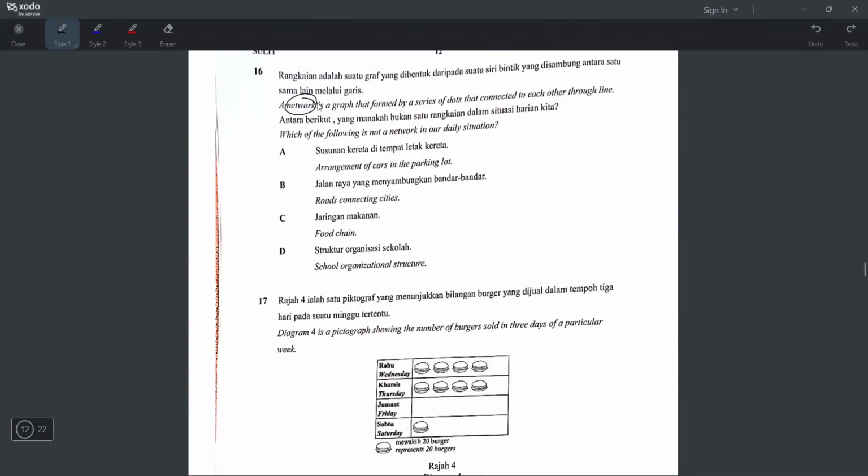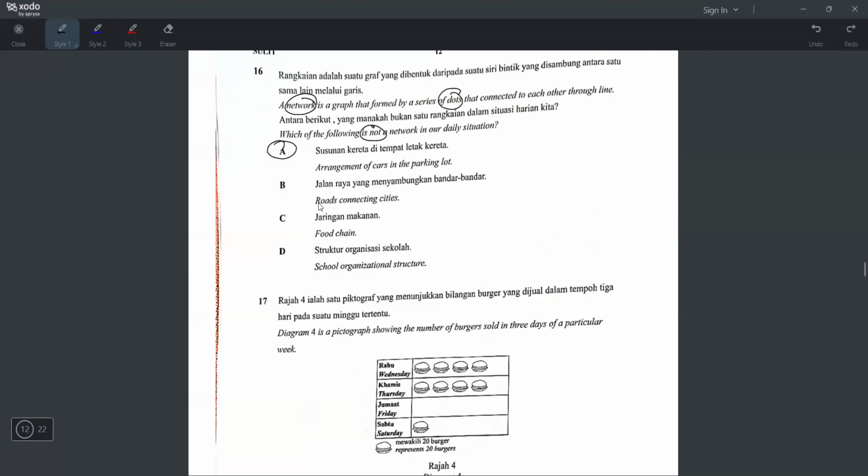Number 16. A network is a graph formed by a series of dots that are connected to each other through lines. It's just telling you the meaning of network. Then they ask, which of the following is not a network in our daily situation? Let's just read A, B, C, D and see which one doesn't make sense. A, arrangement of cars in the parking lot. B, roads connecting cities. C, food chain. D, school organizational structure. So I think the answer is A.